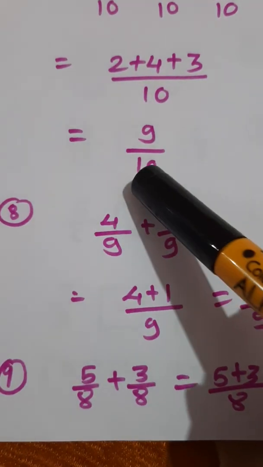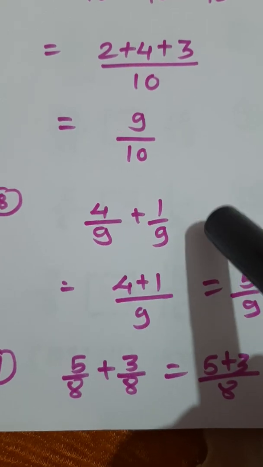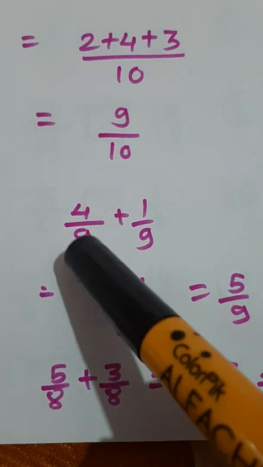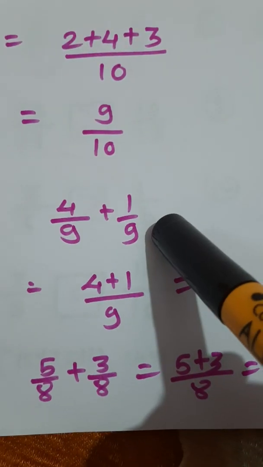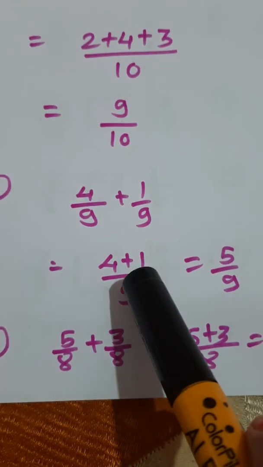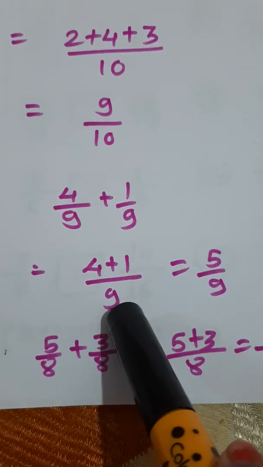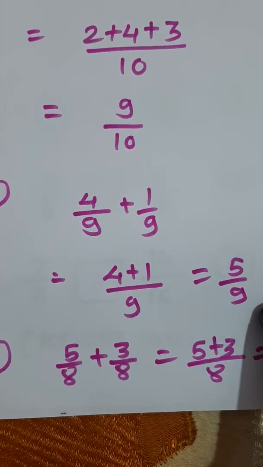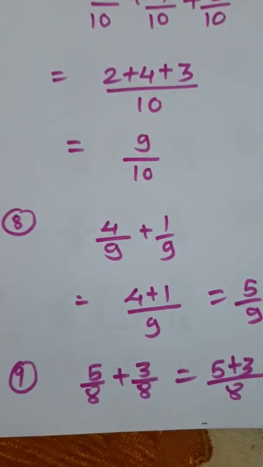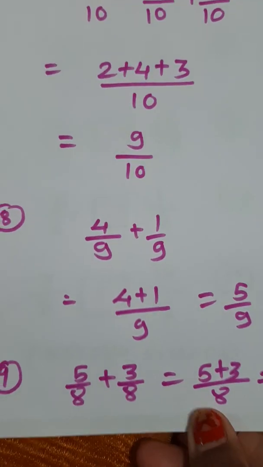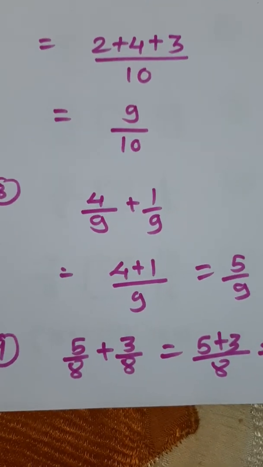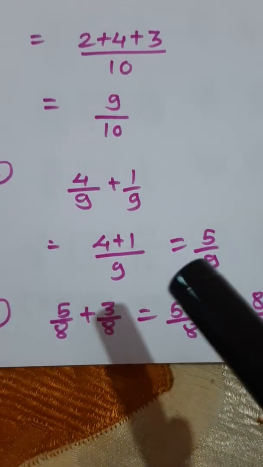4 upon 9 plus 1 upon 9. As their denominators are equal, give them the common denominator. 4 plus 1, 5, and the common denominator, that is 9. 5 upon 9. Got it? How to solve? Look at the 9th example.